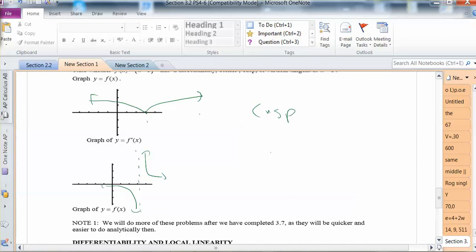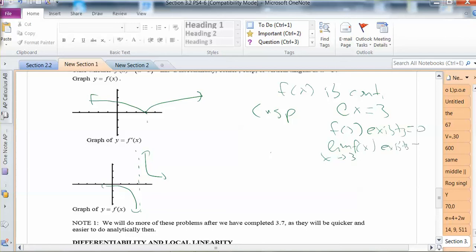And what's happening is that, first of all, f of x is continuous at x equals 3. f of 3 exists. The limit as x approaches 3 of f of x also exists, and both of these equal 0. So, of course, f of 3 equals the limit as x approaches 3 of f of x. So we got a lot of good stuff here.